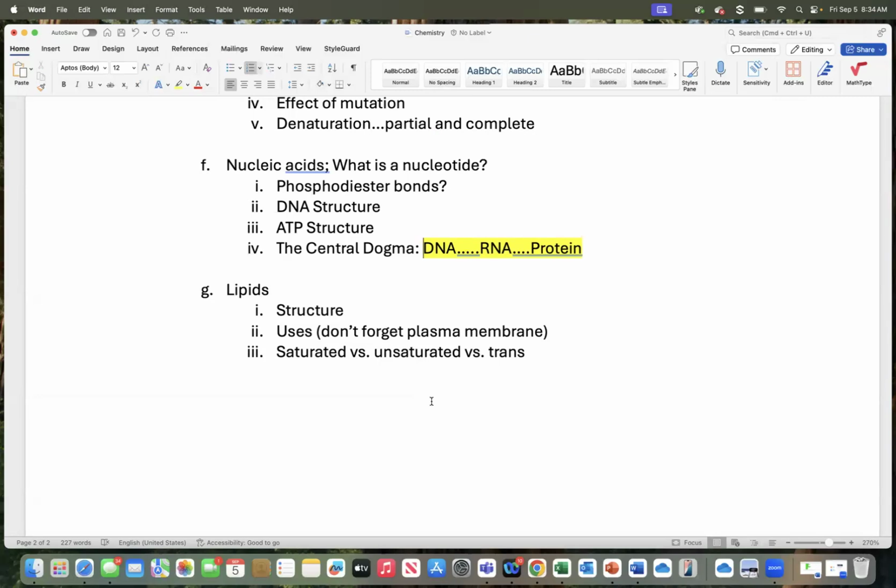Saturated, unsaturated, trans fats, not super worried about that for this class, so we can go ahead and skip that. And that kind of brings us to the end.